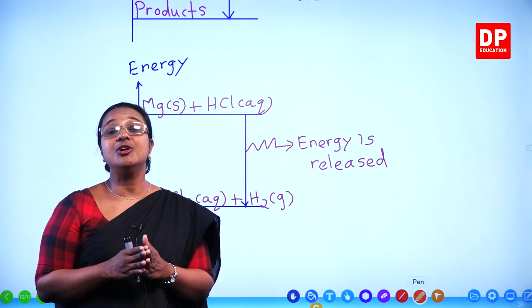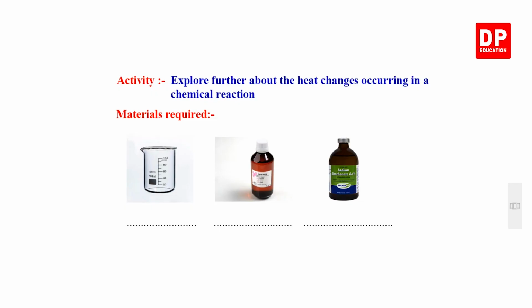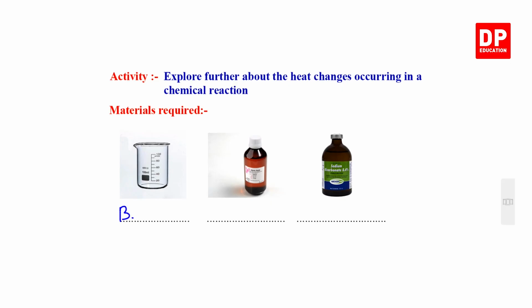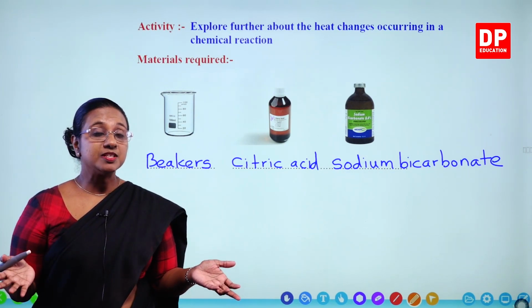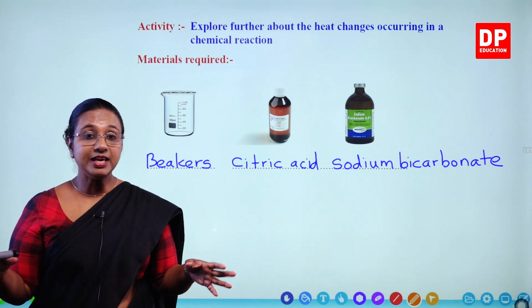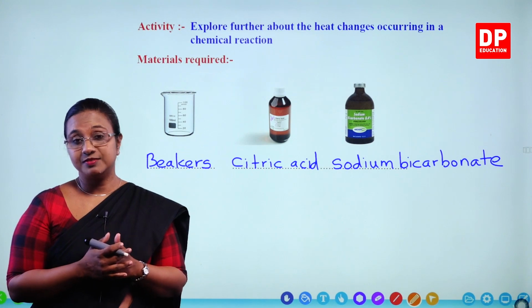So, we have the second type, endothermic reactions. To understand endothermic reactions, again we will do an activity. Explore further about the heat changes occurring in a chemical reaction. To understand that, again we need beakers, and here we will be using citric acid and sodium bicarbonate. Now, citric acid and sodium bicarbonate, they come as solids. So, if you have the solutions already, you can use them. Otherwise, we will need to take the citric acid and sodium bicarbonate solids individually, and you have to dissolve them separately, and then we need to mix the two solutions together and observe the change in temperature.